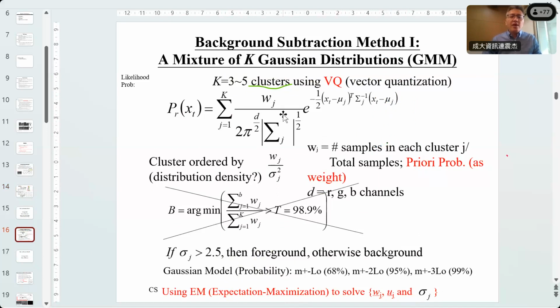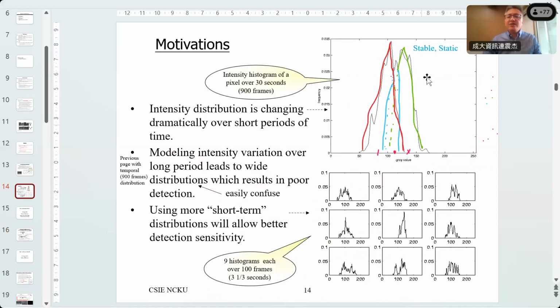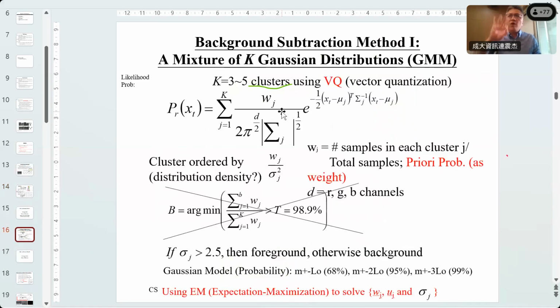But for each distribution, we need to give in the weights. So weights here, because we want the entire area to be equal to 1. So that's meaning for 3 Gaussian distribution, each one you need to assign a weighting to him. So what's the weighting here? The weighting here is based on the vector quantization.